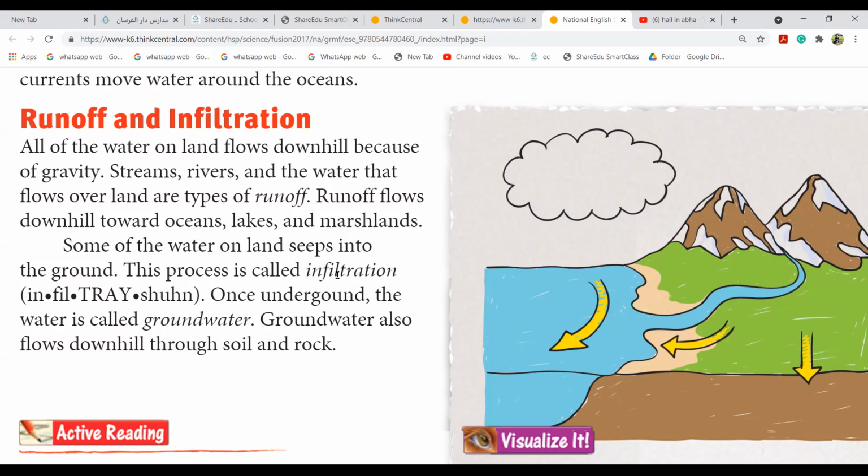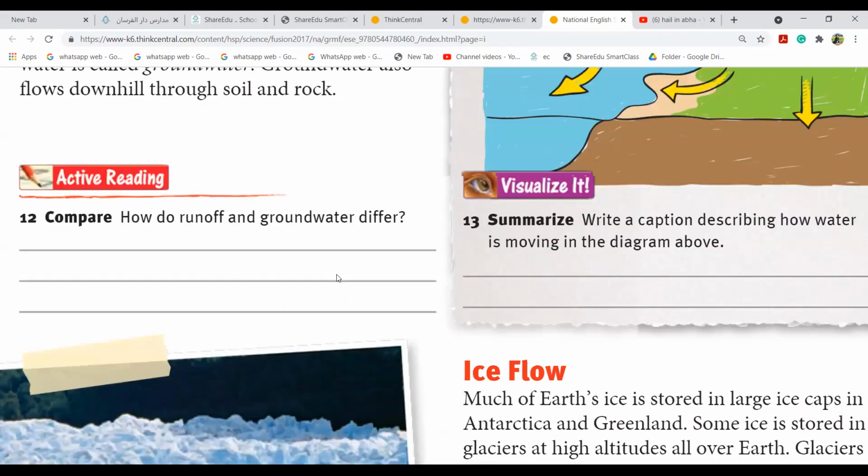For example, on the top of my terrace, the water comes down the buildings and then flows along the roads, and maybe it goes towards the ocean, or it forms a small pond or a river or a lake. So that is all called runoff. Is it clear?